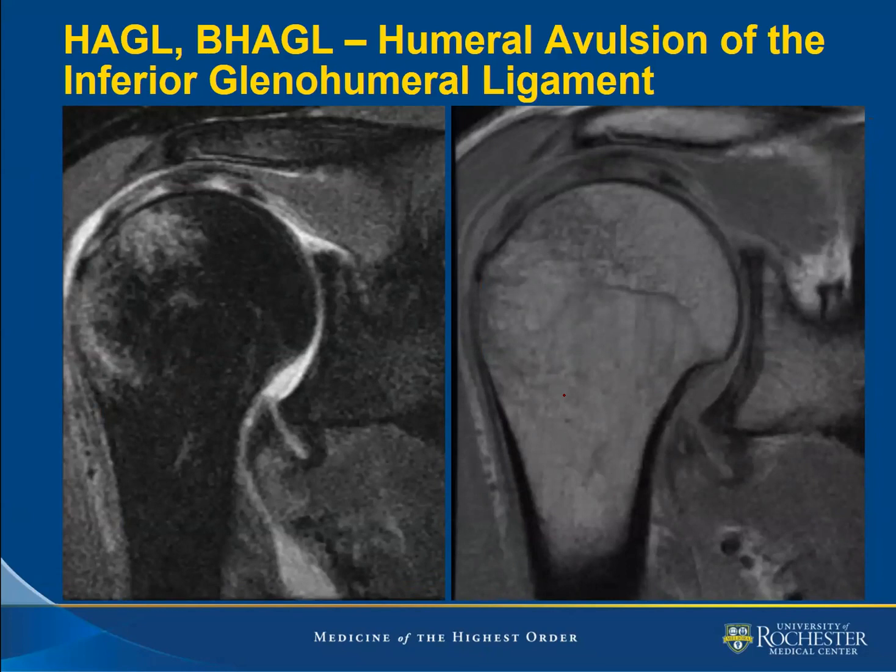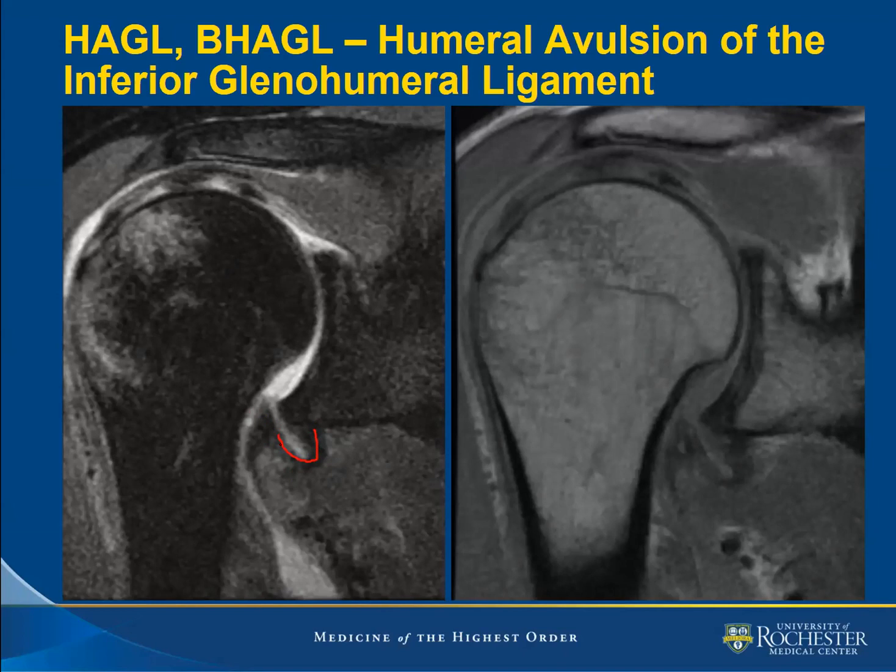Now, after an anterior shoulder dislocation, you can also have injuries to your inferior glenohumeral ligament complex. And these are referred to as HAGL or BHAGL, or humeral avulsion of the inferior glenohumeral ligament. So the avulsion of the glenohumeral ligament is occurring from the humeral attachment site at the anatomic neck of the humerus. And when the ligament retracts, it forms this redundant portion of the inferior glenohumeral ligament, which looks like the letter J, and this is referred to as the J sign.